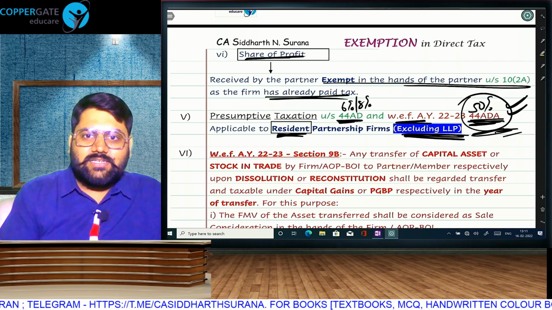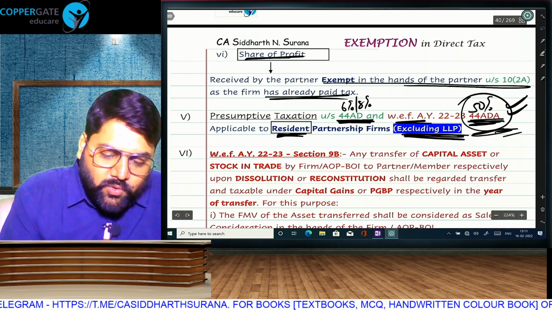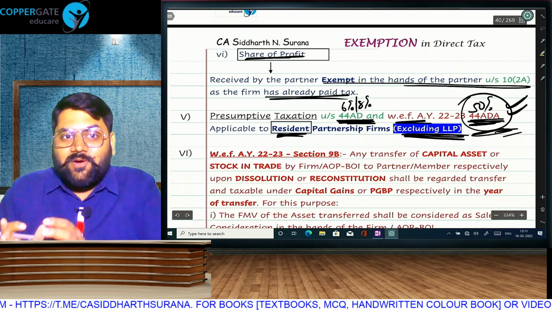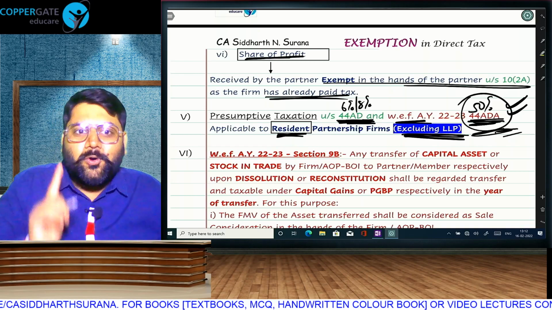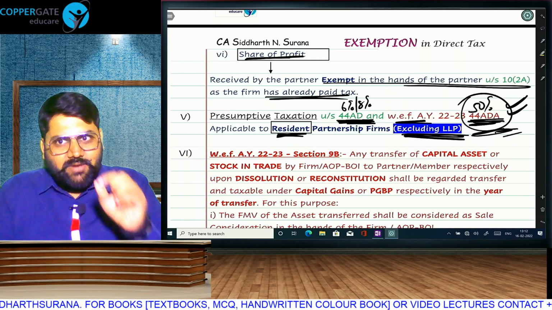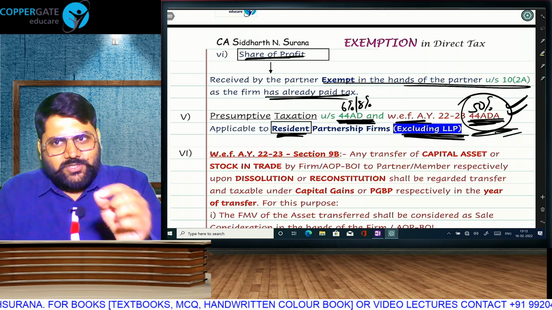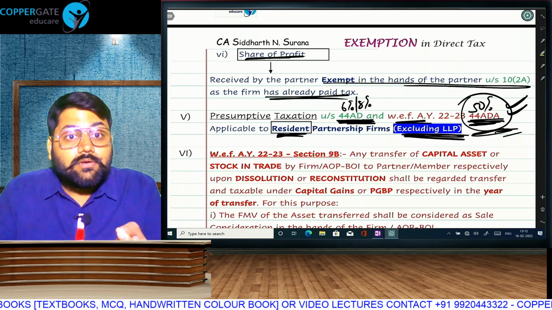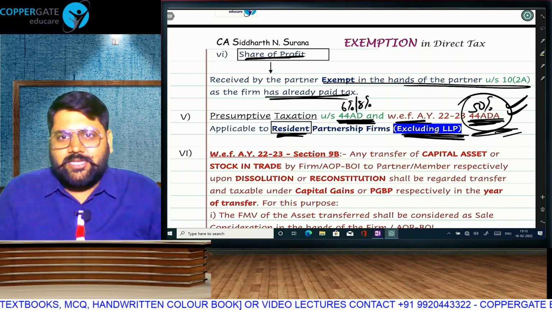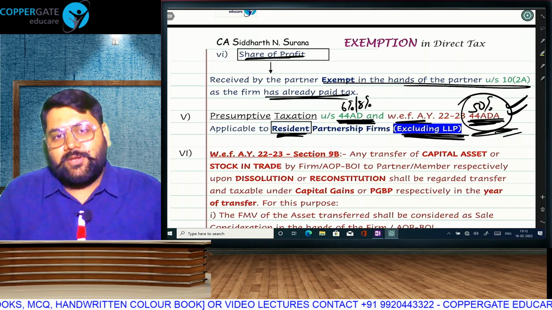So in other words, till last year, this was the only section where normal firm is allowed, LLP not allowed. And this was the only difference in tax treatment between normal firm and LLP. Only one difference. What? Normal firm eligible for 44AD, LLP not eligible.